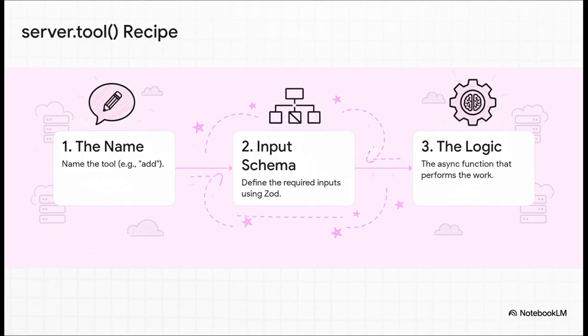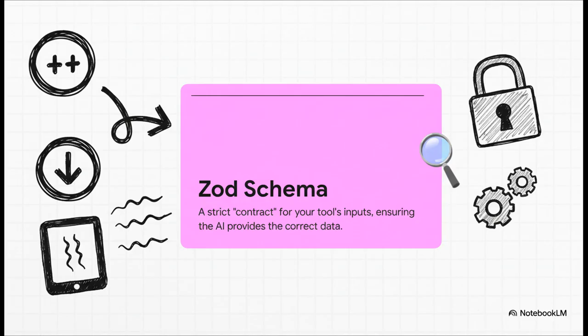2, you tell it what ingredients it needs. We call this the input schema. And 3, you write the instructions for what to do with those ingredients. That's the logic function. Okay, let's zoom in on that second part for a second, the schema. We're using a cool library called Zod for this. And let me tell you, this part is so important. Why? Because it's like a bouncer at a club.